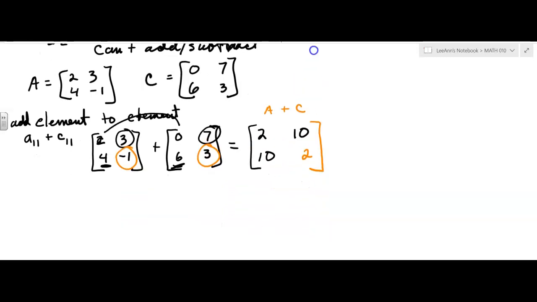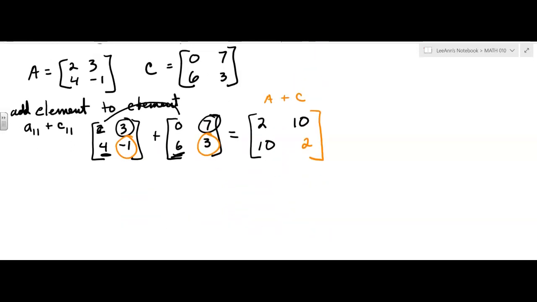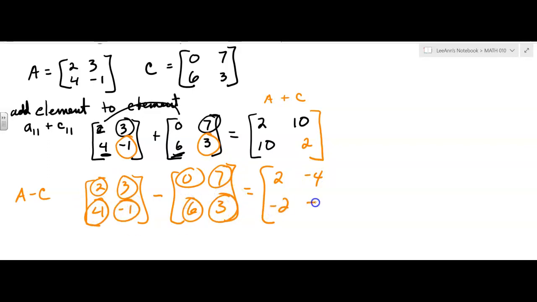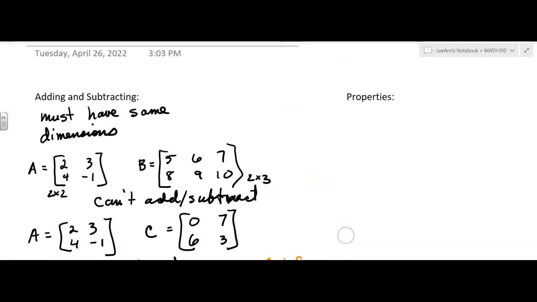Now to subtract them, so let's say I wanted to go A minus C, I'm going to do the same thing, 2, 3, 4, -1, minus 0, 7, 6, 3. So I just have to subtract the elements. So I'm thinking, what's 2 minus 0? What's 3 minus 7? What's 4 minus 6? And what's -1 minus 3? And so this would be A minus C. Okay, so that's just how you add and subtract matrices. Somewhat intuitive, that's probably what you were thinking.